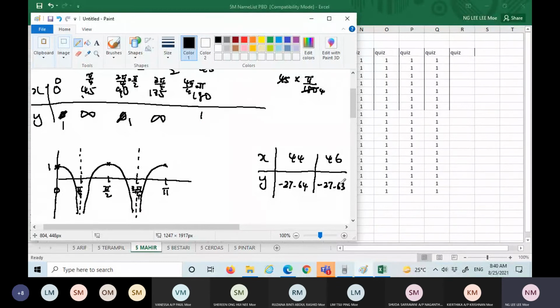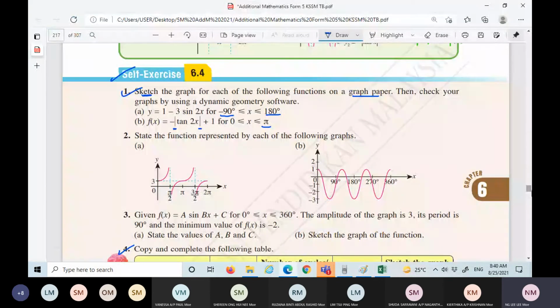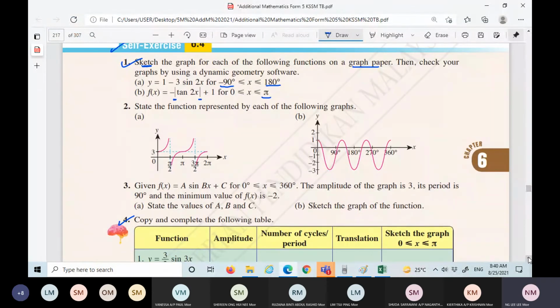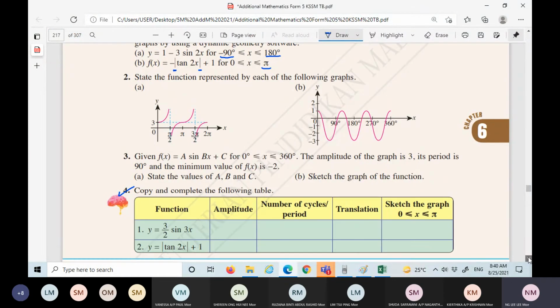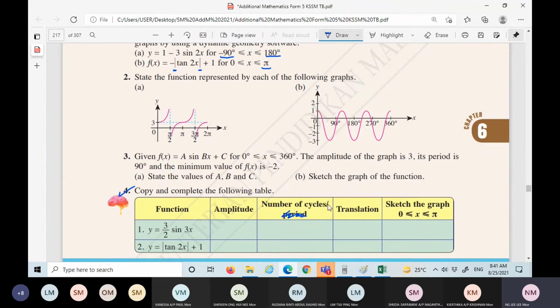Okay, then we come back to the textbook. Number 2 is yesterday's homework. Today, number 4 you have also done already. So number 4, any questions? Number 4, actually, I think this one has a problem. This one should be number of cycles, nothing to do with the period. Also remember this is only half of the graph, only up to pi. They don't want until 2 pi. So can you do it or not? Number 4.